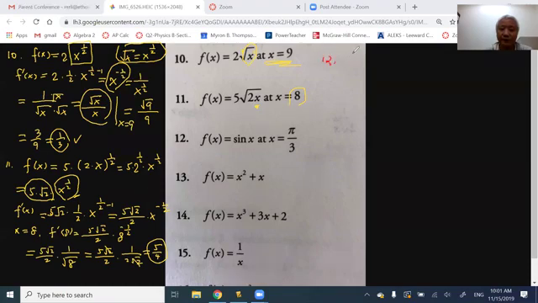Number 12: f(x) equals sine x, right? So when you do the derivative, f'(x) will equal what? Cosine x. But this time you have to put x equals pi over 3, right? So when you do that, you're going to have cosine pi over 3. What's the value of that?